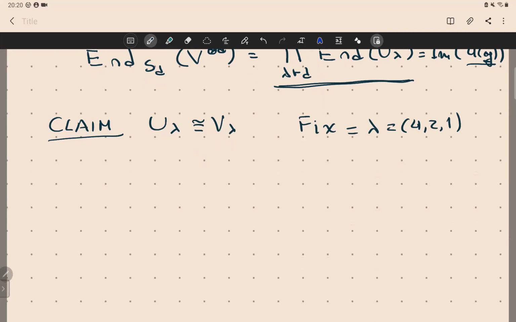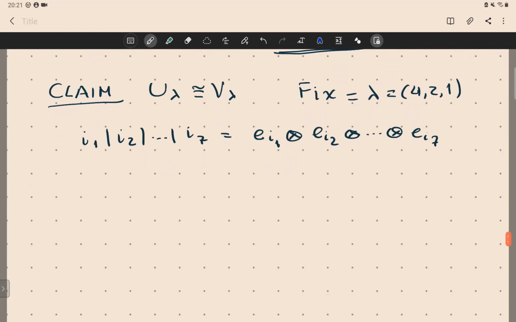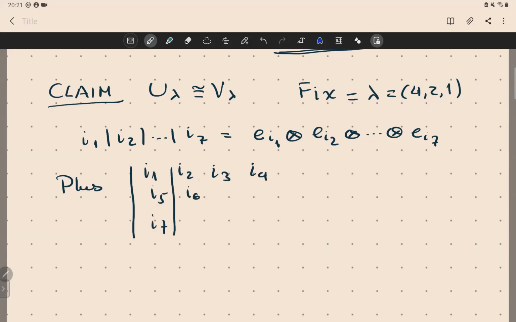And I will define the following notation. I will write I1 bar I2, which will just mean the I1th canonical vector tensor the I2th canonical vector, and so on, all the way to E_I7. And these guys will form the monomial basis of V tensor D. Right? And this is the basis where I want to write everything. And also, I want the following notation. I will write I1, I5, I7, I2, I3, I4, I6, something like this, for the image of this guy by B lambda.